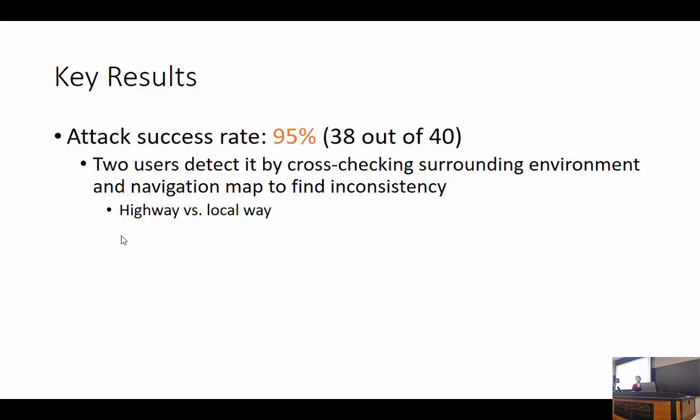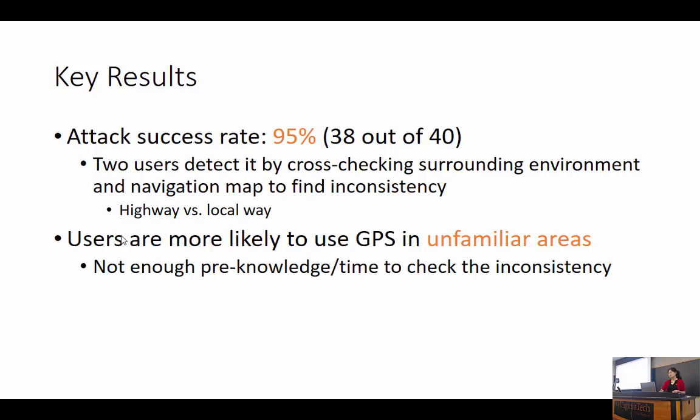Only 2 users detected it, by checking their surrounding environment and the navigation map to find inconsistency. One of the users, for example, found he was under attack because the navigation map showed that he was driving on a local way, but when he looked around, he found he was driving on a highway. This is not right.